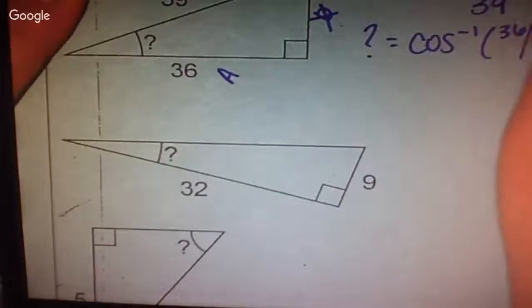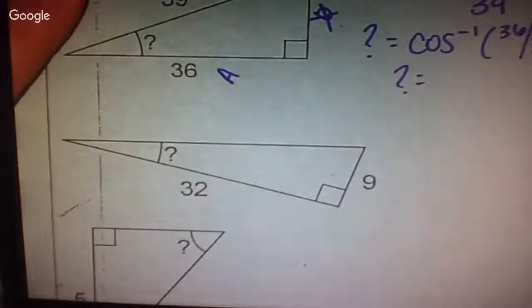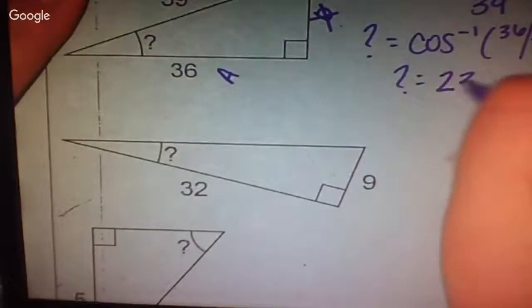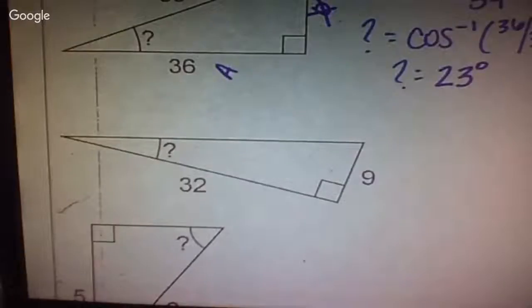So we take the inverse and we get what? 23. Remember, I do not have an answer key up here. So if somebody is questioning this, I need you to be like, excuse me, can we look at that? No, it's 23.